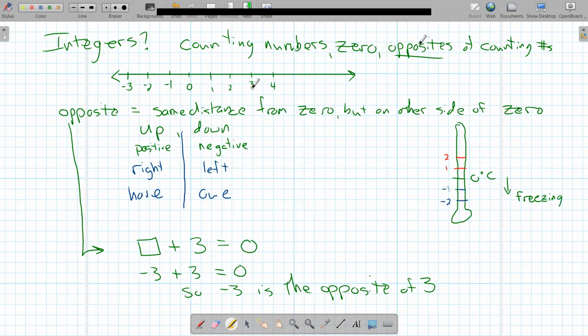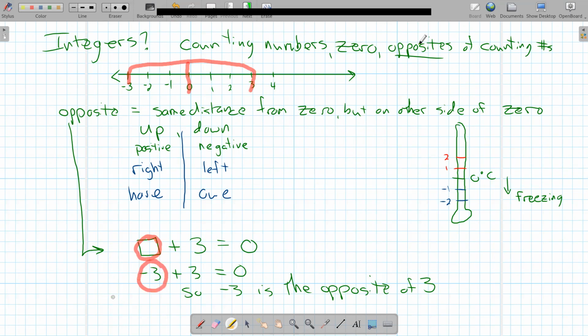All right, so 3 versus -3, and 0 in the middle forms the idea of an opposite. The other way to think about opposite is: what do I add to a number to get 0? That number that I add is the opposite.